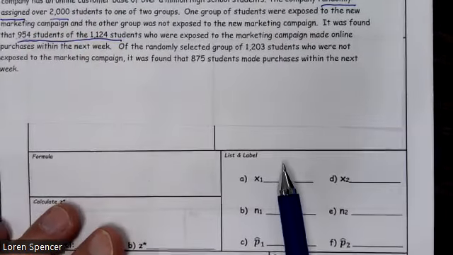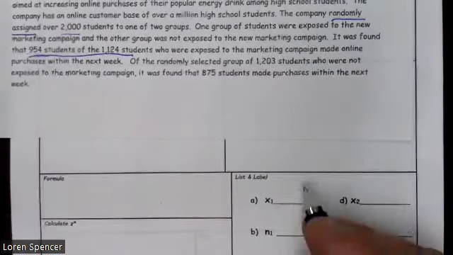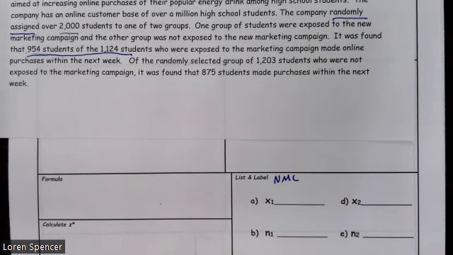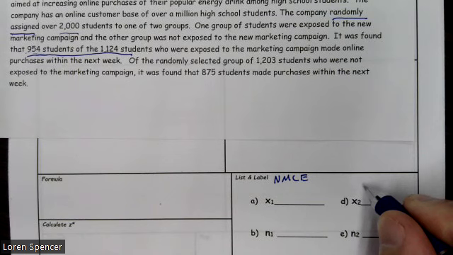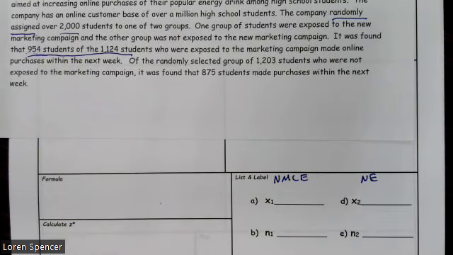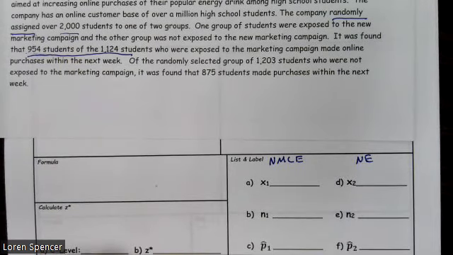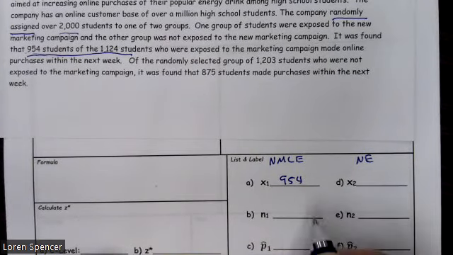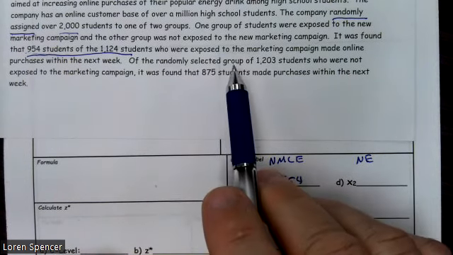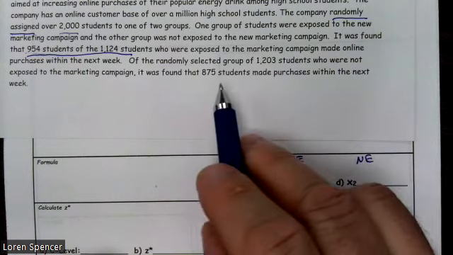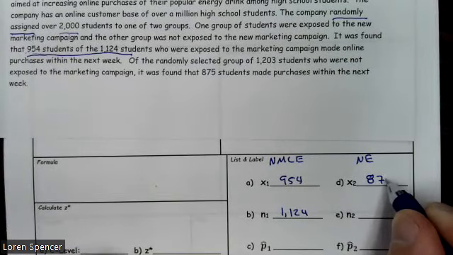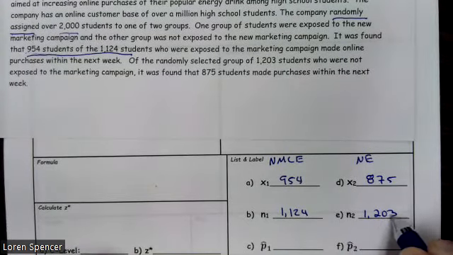So let's make some notes right now. It looks like we have for X1, and I'm going to say new marketing campaign, so NMC. These were exposed. And I'm going to put NE for not exposed, just so I have some way to know which one is which. So of the new marketing campaign, 954 out of the 1,124 made purchases. And for the other group, those that weren't exposed, 875 made purchases out of the 1,203. So people are making purchases regardless whether they saw the campaign or not. The question is how much.